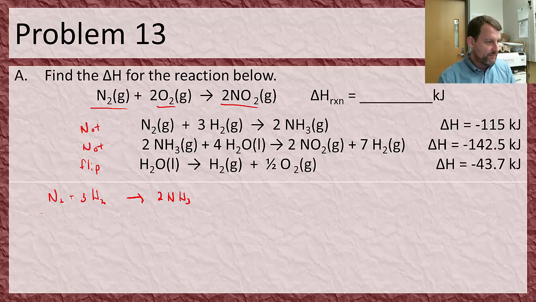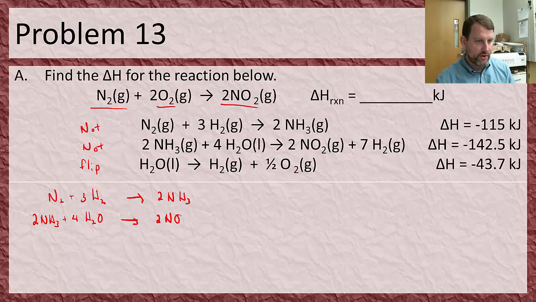And then this not flipped one will be 2NH3 plus 4H2O gives off 2NO2 plus 7H2. That's not flipped as well.